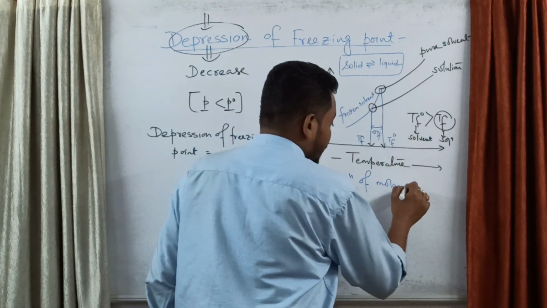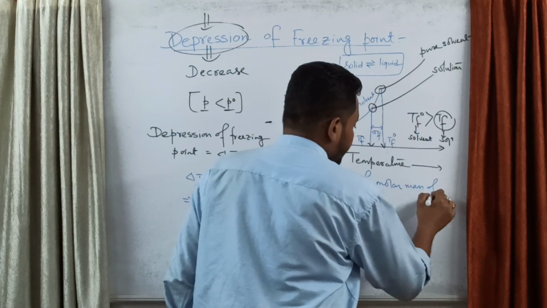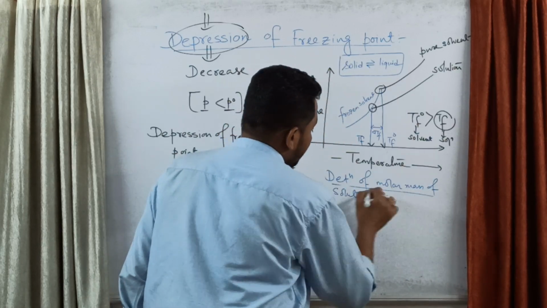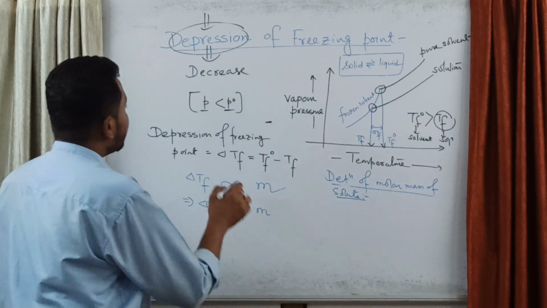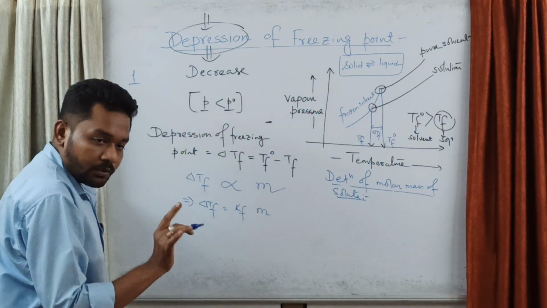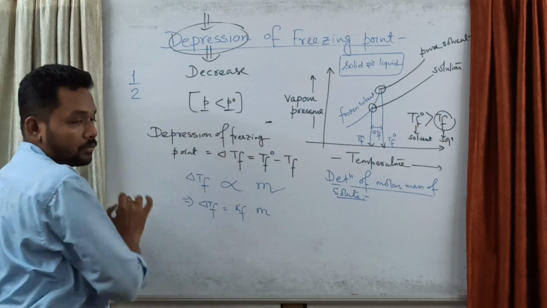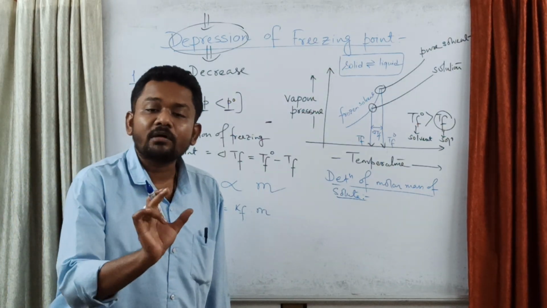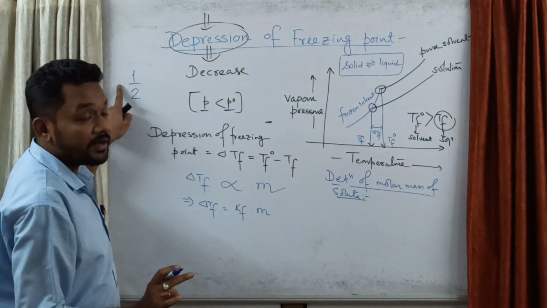Okay, now always remember, in this chapter anything solvent the suffix will be 1 and anything solute the suffix will be 2. That means when I am saying M1, that means molar mass of solvent. 1 means solvent.